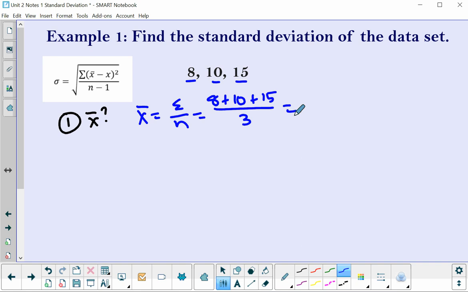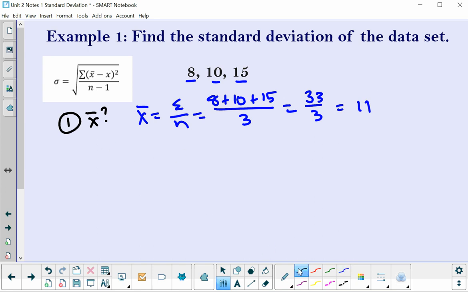8 plus 10 plus 15. If you don't have your calculator out yet, you might want to go ahead and grab it because you're going to use that a lot today. So on my calculator, 8 plus 10 plus 15 gives me 33, and then 33 divided by 3 is 11. So my mean is 11.